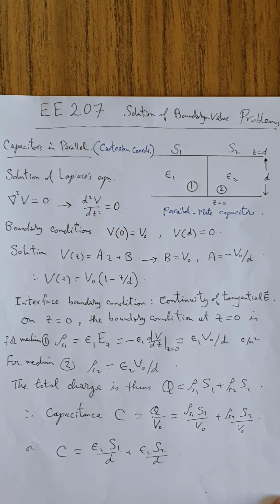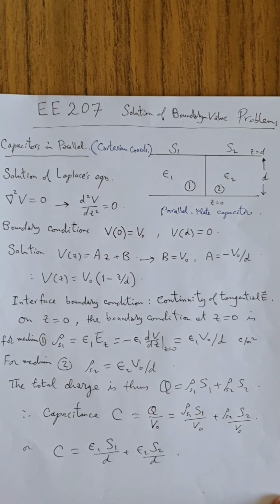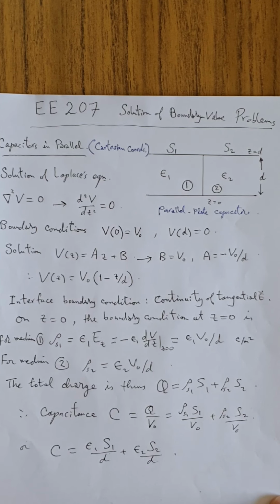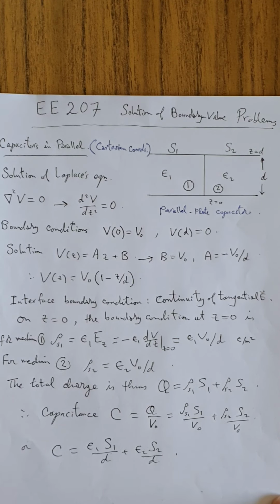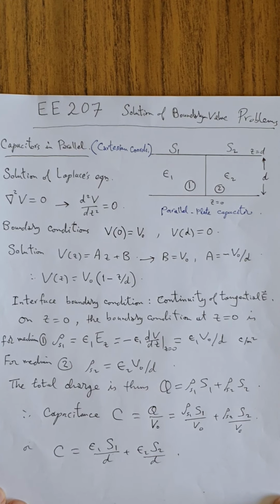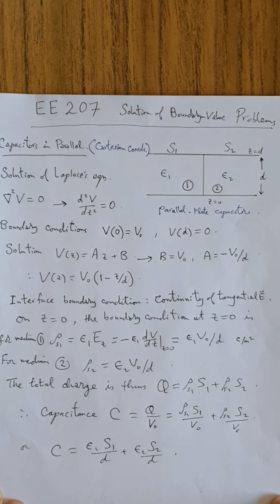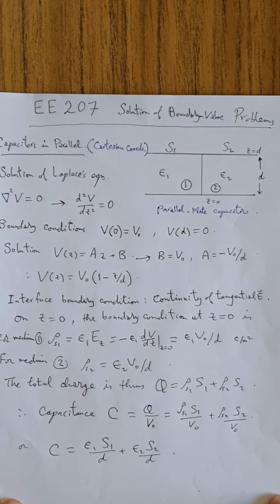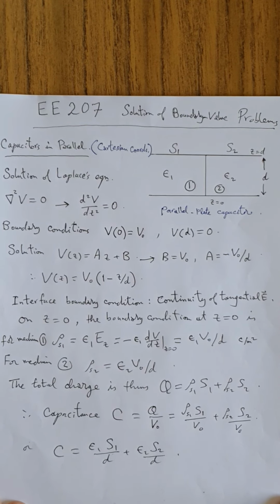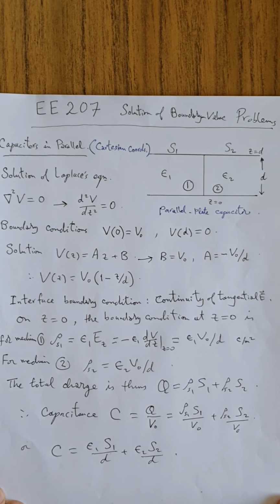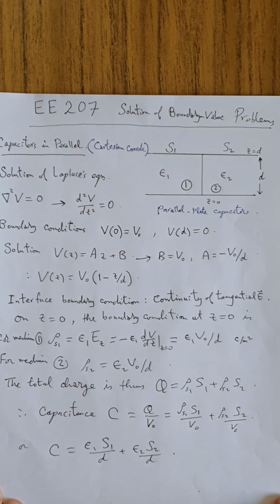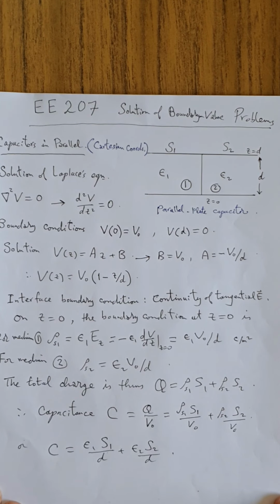Then we have the interface boundary condition, which is the continuity of tangential E at z equals 0. The boundary condition at z equals 0 is rho s1 equal to epsilon 1 Ez for medium 1, which is epsilon 1 V naught over d, Coulomb per square meter, and for medium 2, rho s2 is epsilon 2 V naught over d.